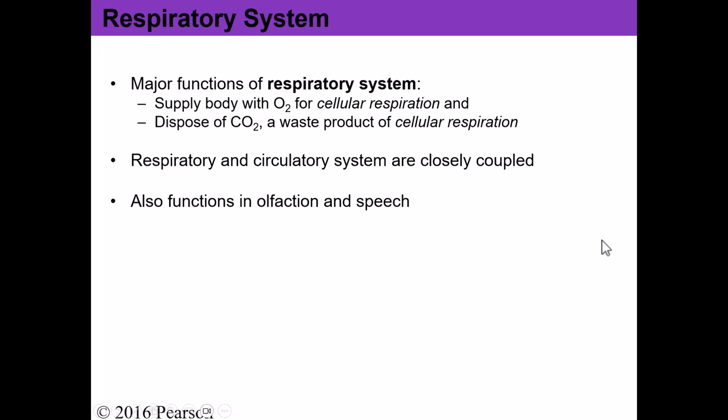We also need to get rid of carbon dioxide. Remember, all of our cells are metabolizing, they're doing aerobic cellular respiration. Carbon dioxide is a byproduct and it's poisonous to our cells. So we need a way to get it out of our cells, which is what the circulatory system is going to do, but then also get it out of our body, which is what the respiratory system is going to do.